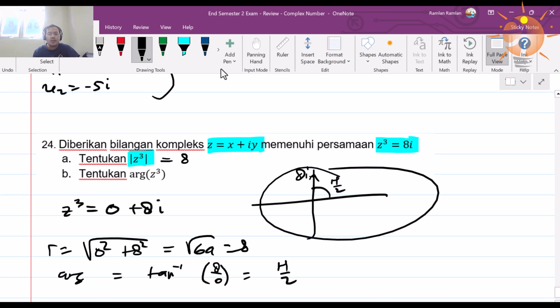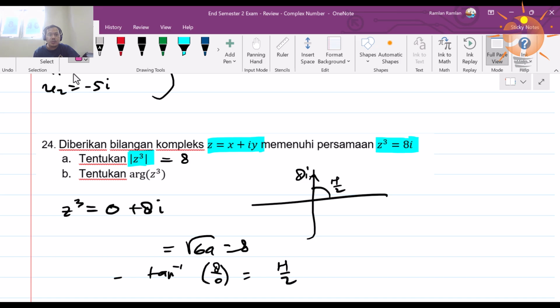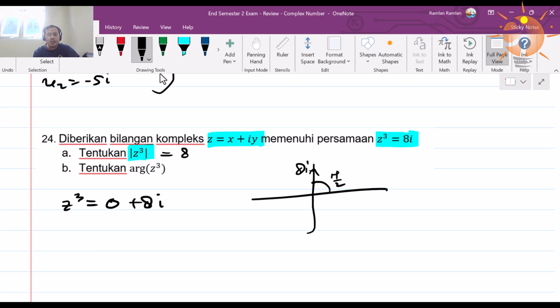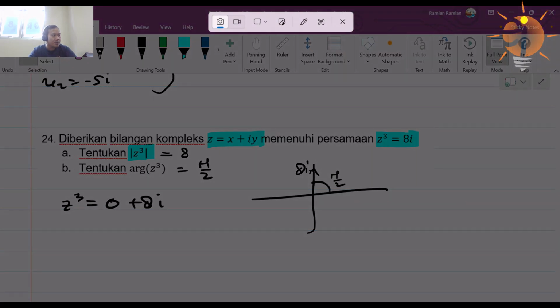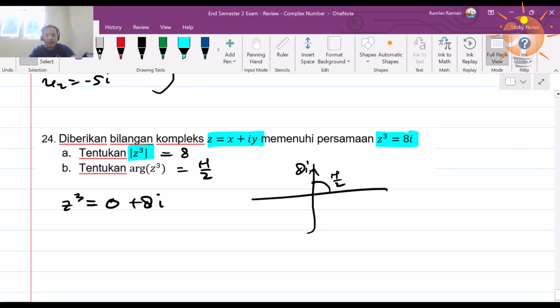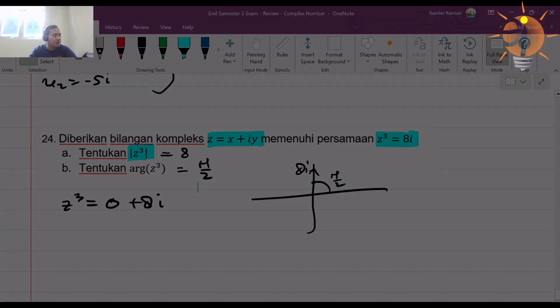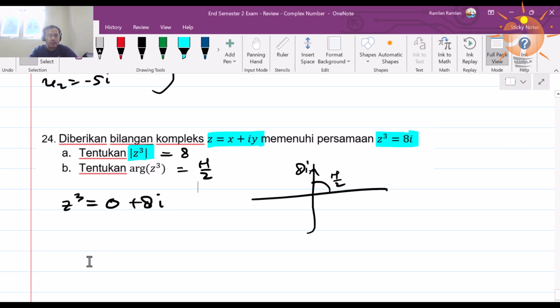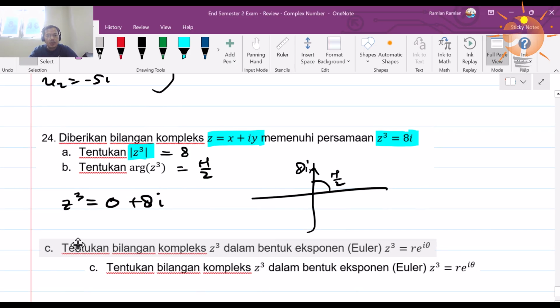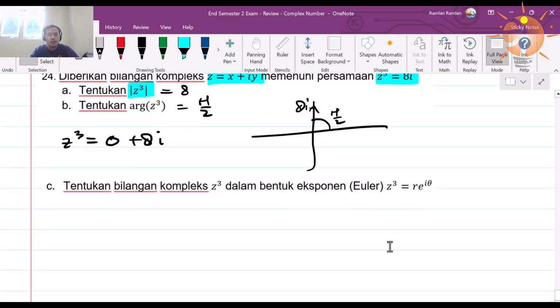If you understand this concept, this is going to be pretty easy. So for questions A and B, question A is just 8, and question B is the angle of this complex number, which is pi on 2. Pretty easy. Now questions C and D are about finding the exponential form. For question C, determine z cubed in the exponential or Euler form.